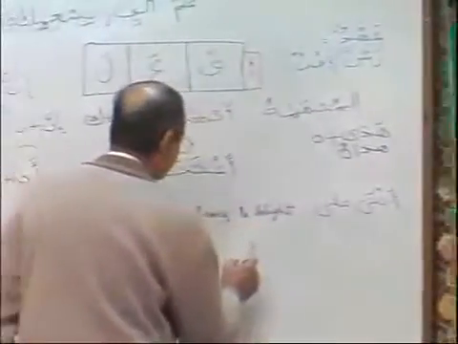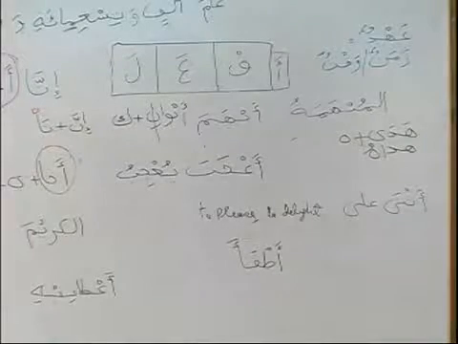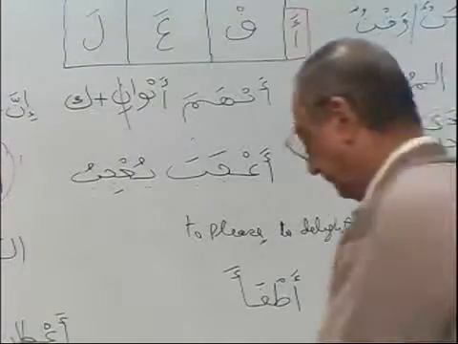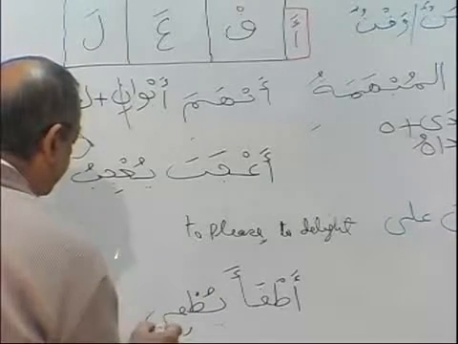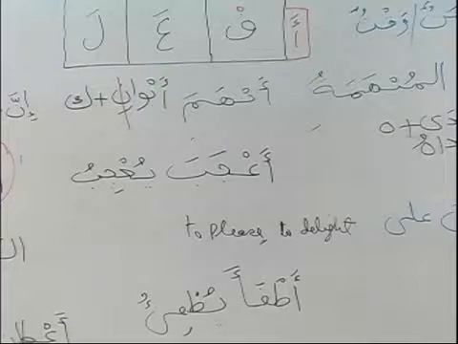Yutfi'u. What is the verb? Atfa'a. Are you highlighting? These are all the verbs we are supposed to study. Atfa'a yutfi'u. Okay? Write down the Madi, brothers and sisters. Atfa'a. Yutfi'u. So yutfi'u, yutfi'ani, yutfi'una. So an yutfi'u is fi'lun mudari'un mansubun bihadfi noon. Got the idea? Okay.